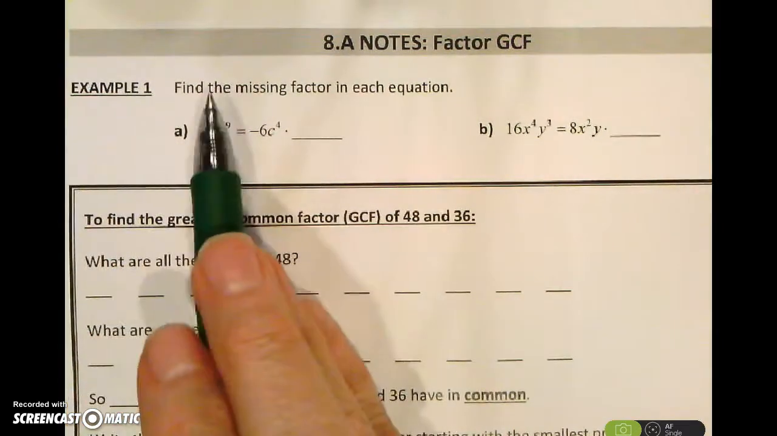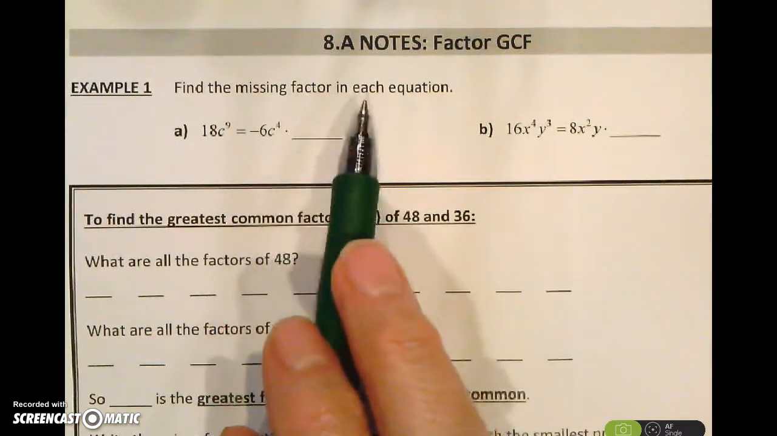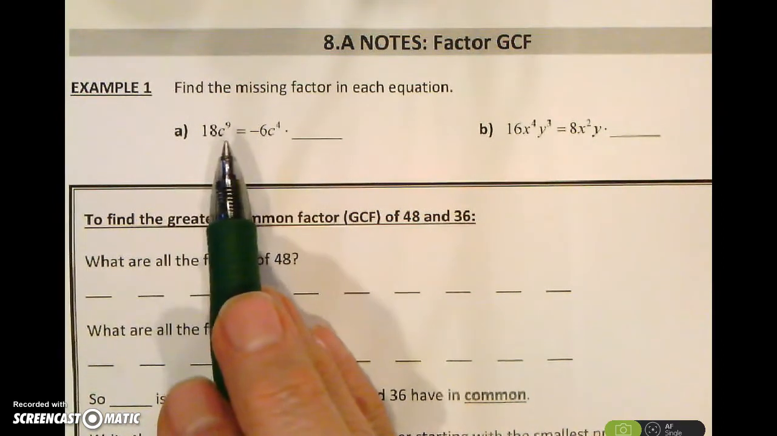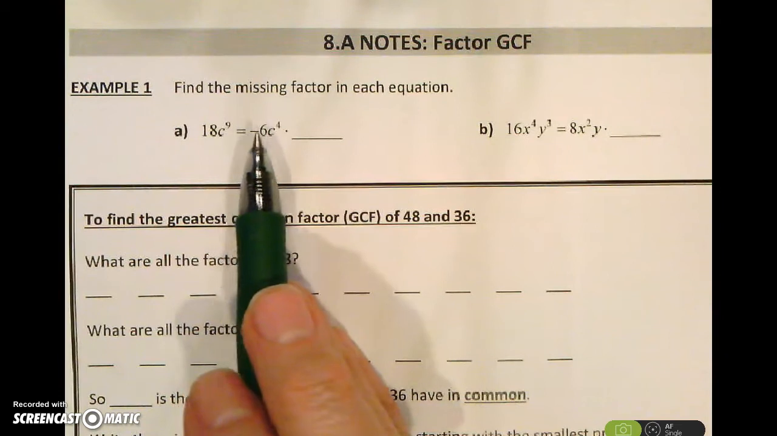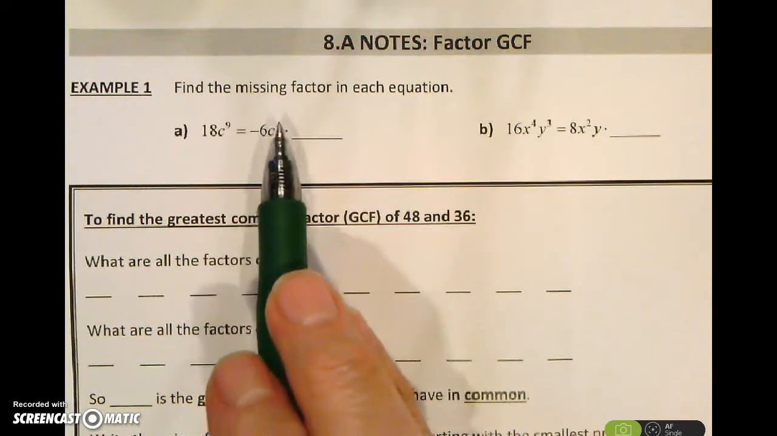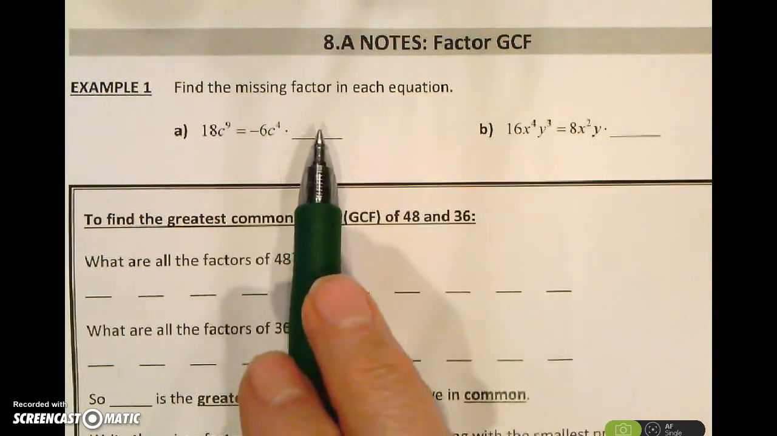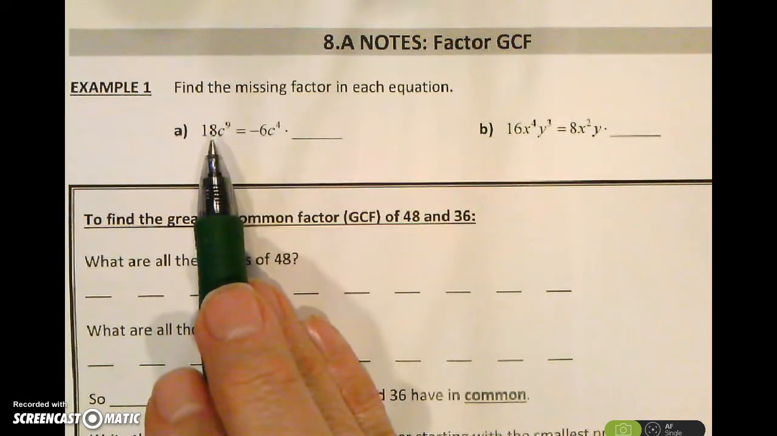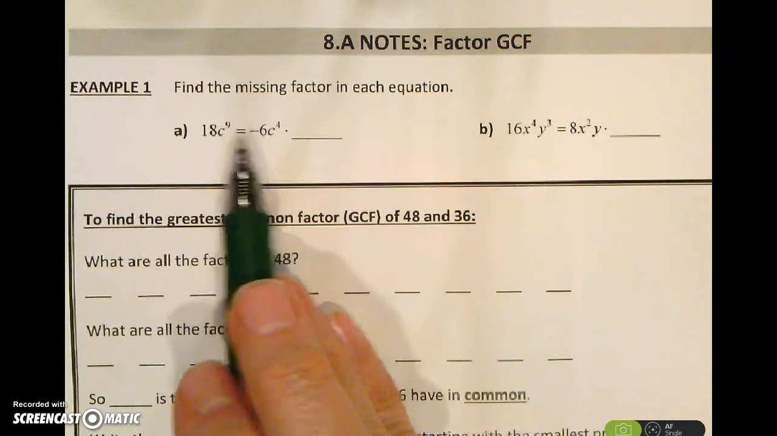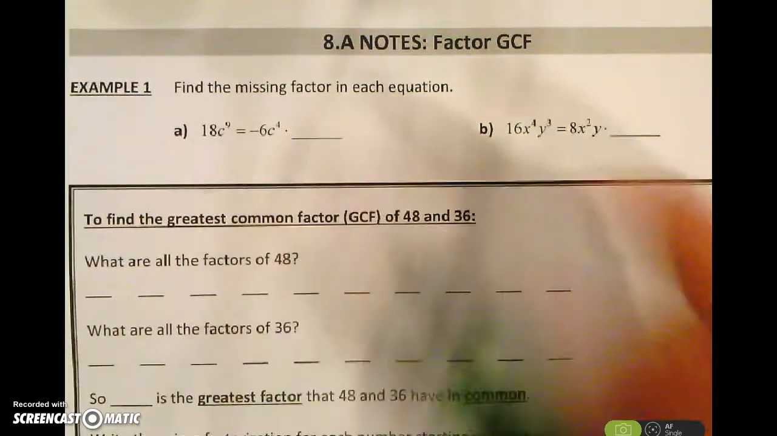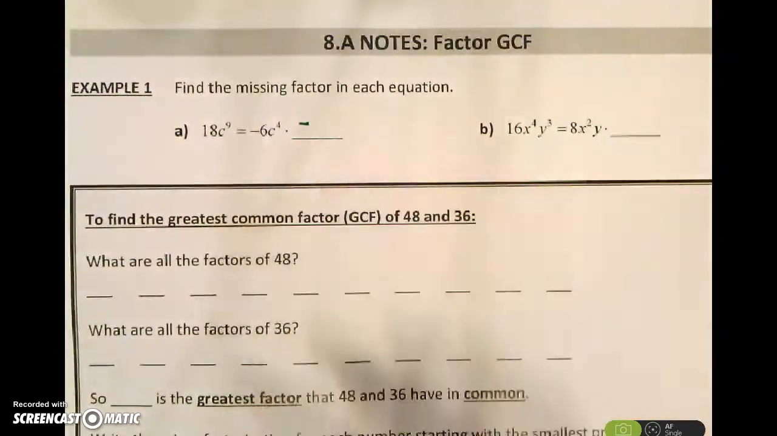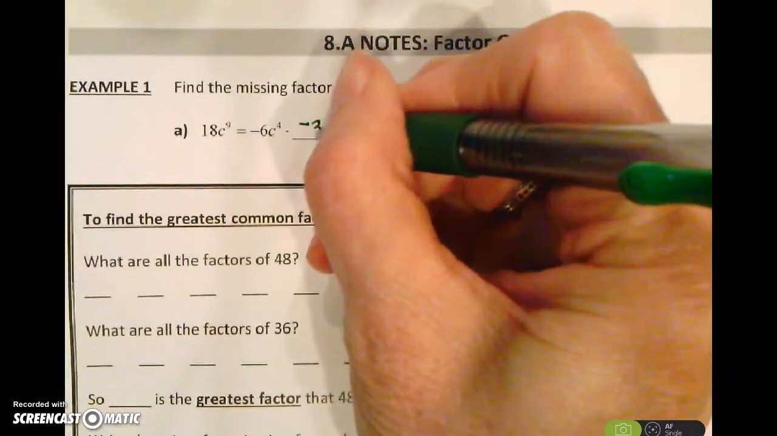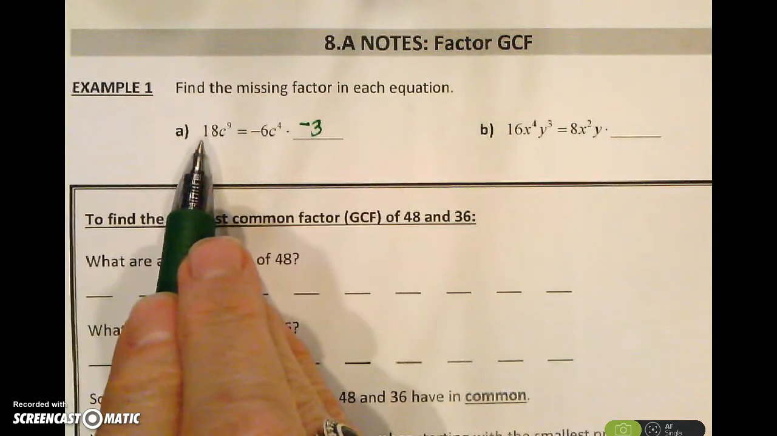In example 1, we're going to find the missing factor of each equation. So here I have 18c to the ninth, and I'm going to say that it's equal to negative 6c to the fourth times something. So what do I need to multiply this by to come back to 18c to the ninth? All right, so I have a negative 6. I need to get a positive, so this needs to be negative. And then 6 times 3 is going to give me the 18.